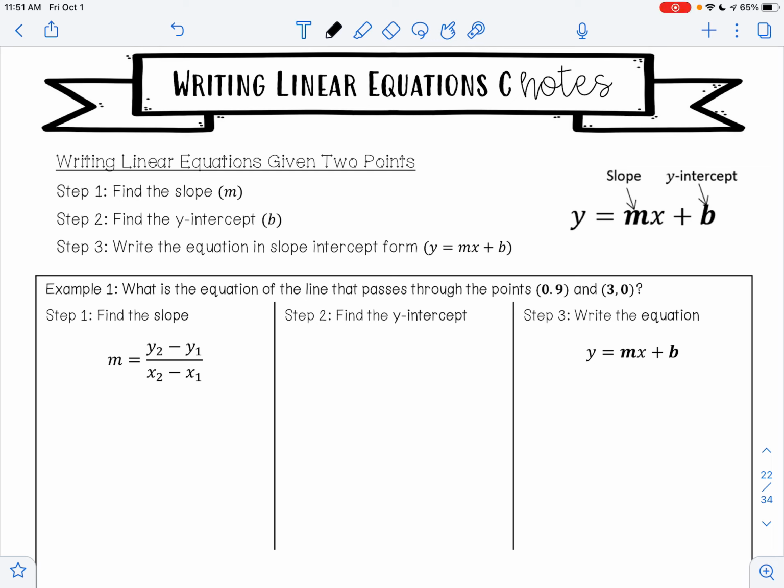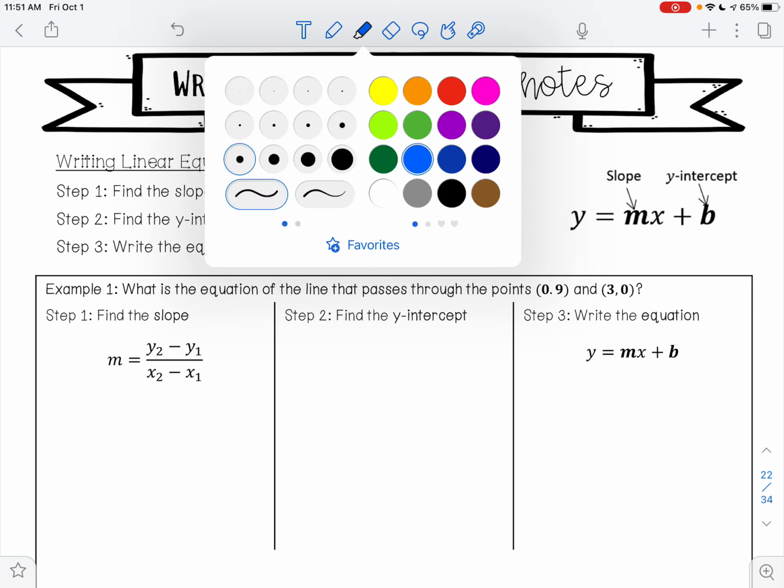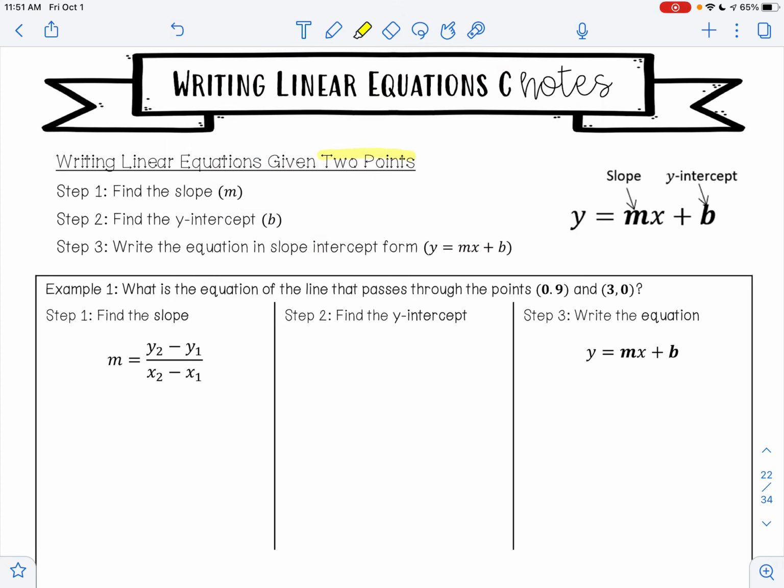In this video, we are going to be writing linear equations when we are given 2 points. So that means that we will be given 2 ordered pairs, and from those ordered pairs, we will need to write the slope-intercept form of the equation. So your first step will be to find the slope m, and to do that, we are going to use the slope formula y2 minus y1 over x2 minus x1.